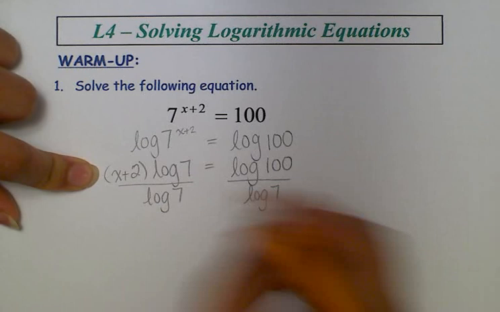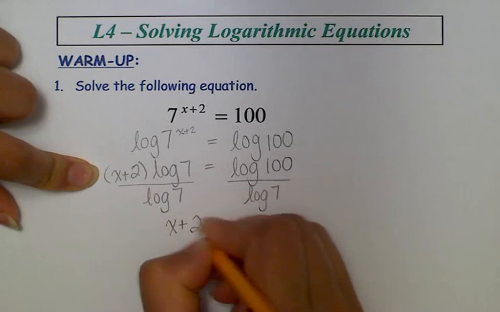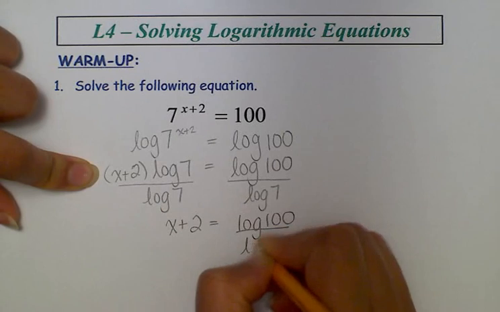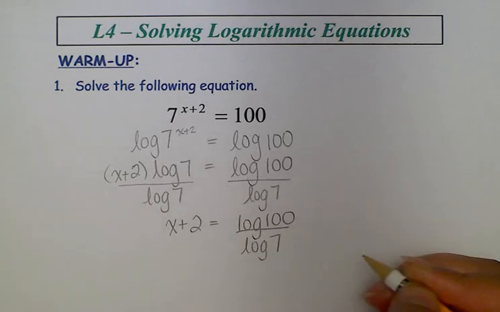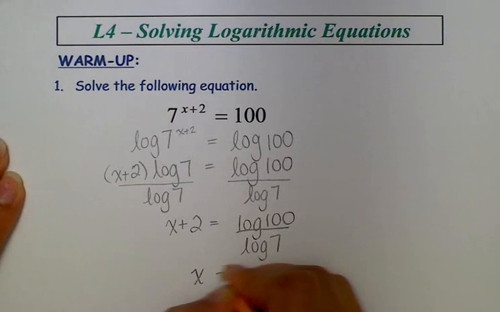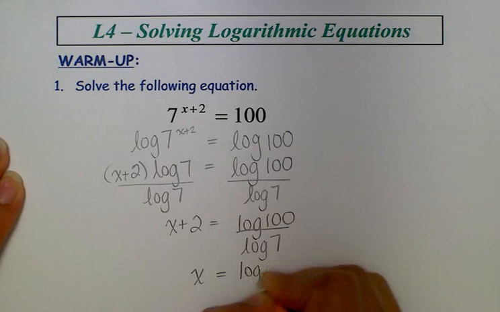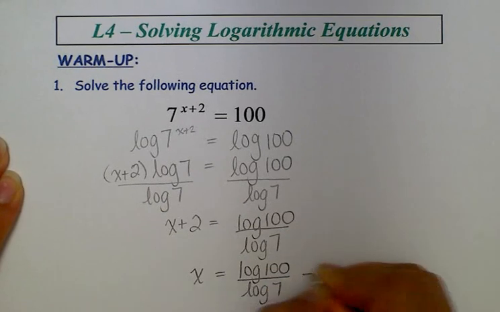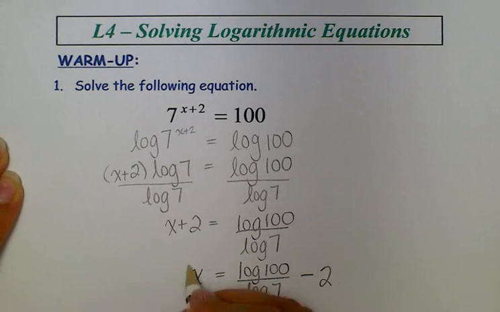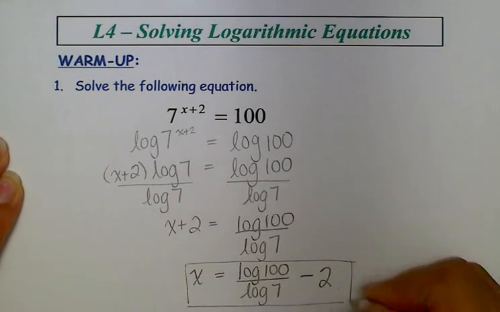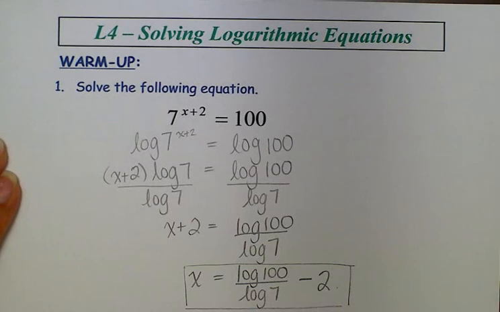And I get x plus 2 equals the log of 100 divided by the log of 7. And in order to simplify this completely, I need to move the 2 over to the right-hand side. And I get x equals log of 100 over log of 7 minus 2. So there's the value for x. Okay, so that was a quick review of solving exponential equations.